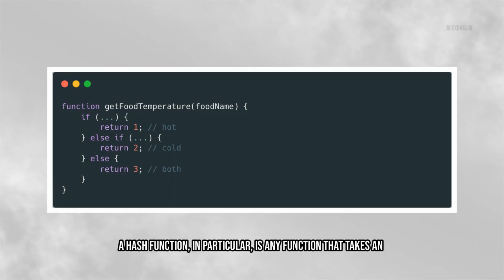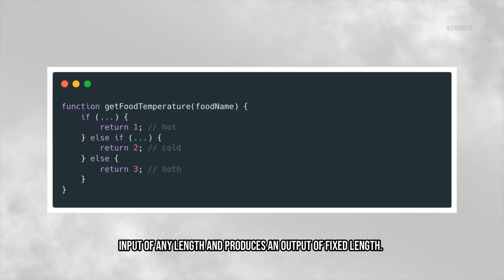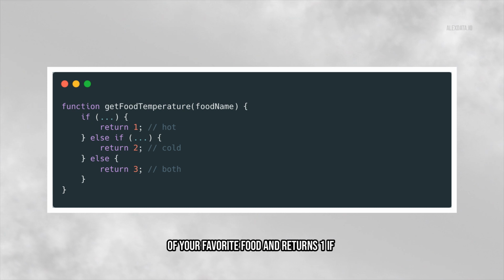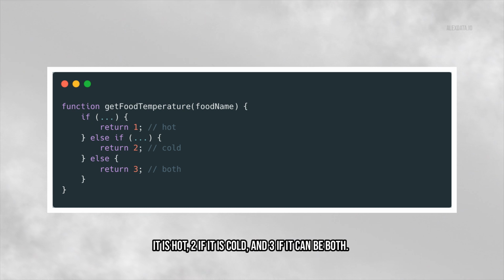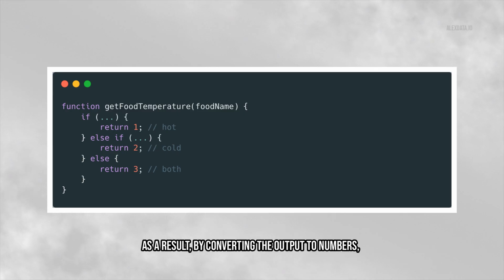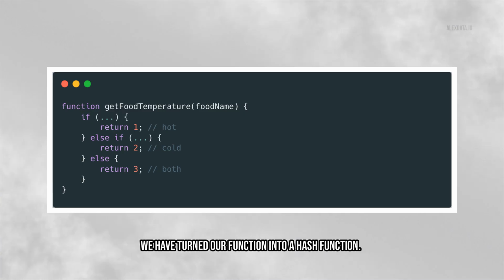A hash function, in particular, is any function that takes an input of any length and produces an output of fixed length. For instance, a function accepts the name of your favorite food and returns 1 if it is hot, 2 if it is cold, and 3 if it can be both. As a result, by converting the output to numbers, we have turned our function into a hash function.